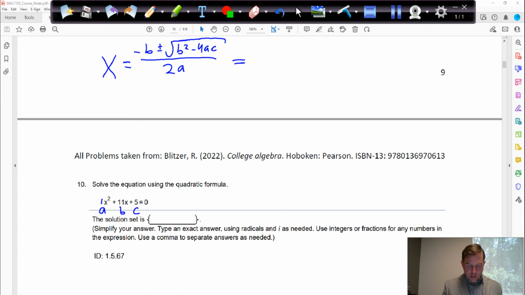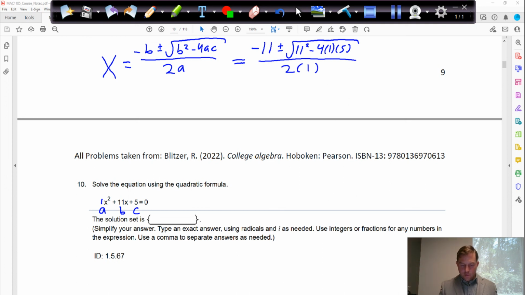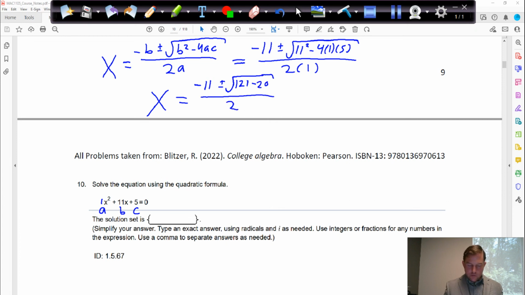And we plug in the numbers we have. So it's minus 11 plus or minus the square root of 11 squared minus 4 times 1 times 5, all over 2 times 1. And that's going to equal minus 11 plus or minus the square root. 11 squared is 121. 4 times 1 times 5 is 20. And that's all over 2. This would be minus 11 plus or minus the square root of 121 take away 20, which is 101, all over 2.